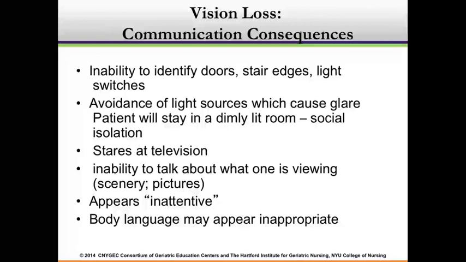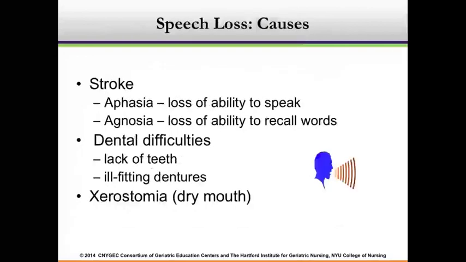They sometimes will appear inattentive, and their body language may appear inappropriate. In addition, there's speech losses, and there's lots of causes of those, which I'm sure you know. Stroke, aphasia, the loss of ability to speak, or agnosia, the loss of ability to recall words. And then dental difficulties, which people often forget about, either the lack of teeth or ill-fitting dentures.